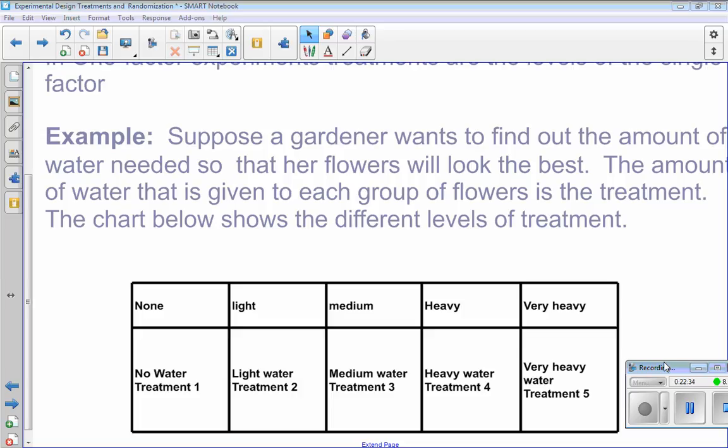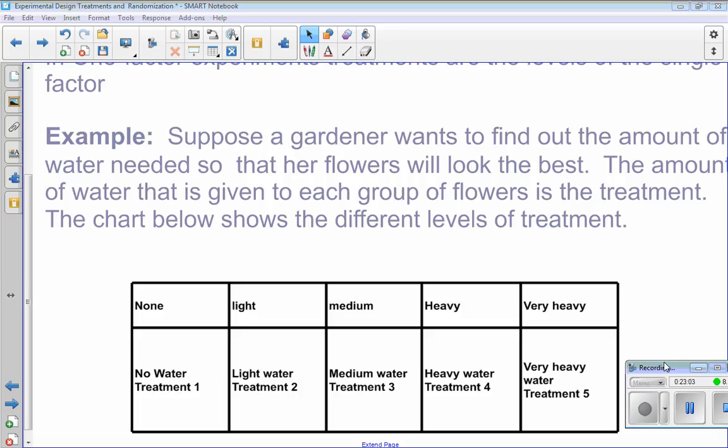What is the second key element? Control. What's my control group? The no water is going to be my control group. It happens to be one of the treatment groups, correct? Unfortunately, no water is probably going to kill the plant, which makes me sad. But at least there's something there to compare it to, correct? And then we have randomization and control, and so what do I have to ensure?